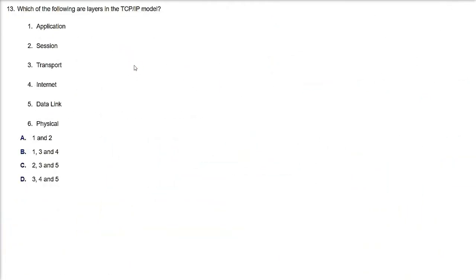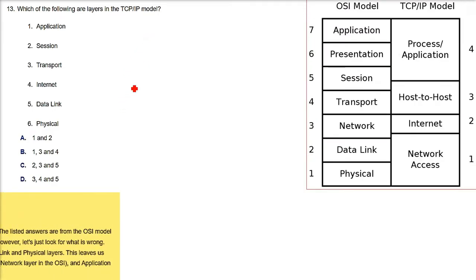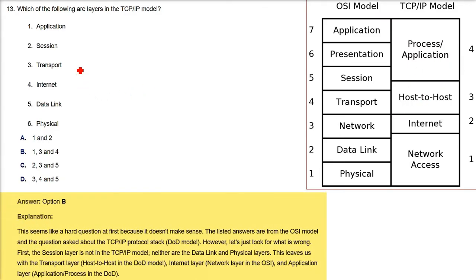Which of the following are layers in the TCP/IP model? You can just remember it by AHIN: Application, Host to host, Internet, and Network access. So the answer is B, 134. Application, host to host, which is equivalent to transport also, you can say, and internet.